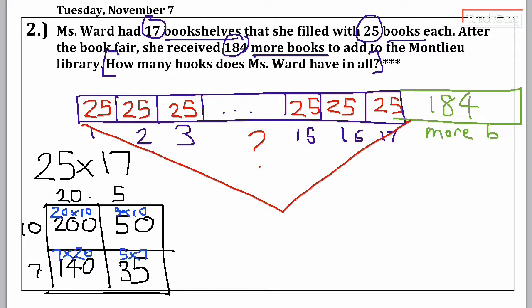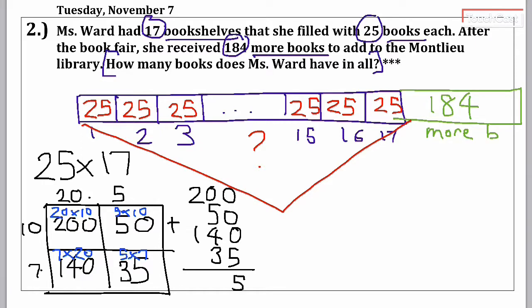Okay. So now we're going to take these numbers, 200, 50, 140, and 35, and we are going to stack them on top of each other and add. Looking at the ones place, 0 plus 0 plus 0 plus 5 is 5. 5 plus 4 plus 3 is, well, 5 plus 4 is 9, and then 9 plus 3 is 12. 1 plus 2 plus 1 is 4. So over here on her shelves, she has 425 books on shelves.